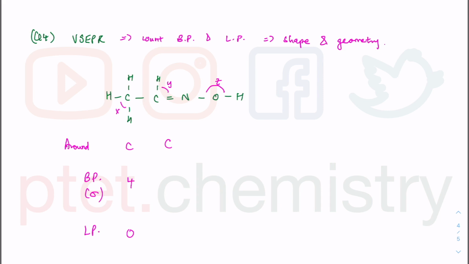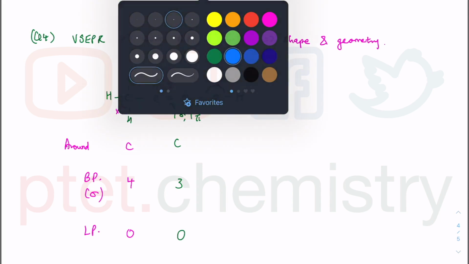Around this carbon, I'm talking about this carbon now, so perhaps I should use a different color just to be safe. I've got 1 sigma because this is a double bond. When you have a double bond, you have 1 sigma and 1 pi. This comes under the covalent bonding topic. So 1 sigma, 2 sigma, and 3 sigma, so you have 3 bond pairs. You also have 0 lone pairs because for this carbon, 1, 2, 3, and 4, there are 4 covalent bonds. The carbon has used all the outer shell electrons to form covalent bonds.